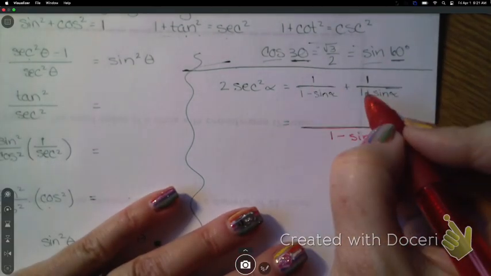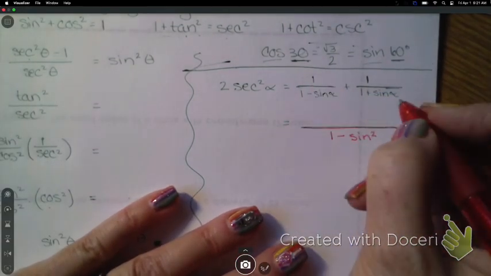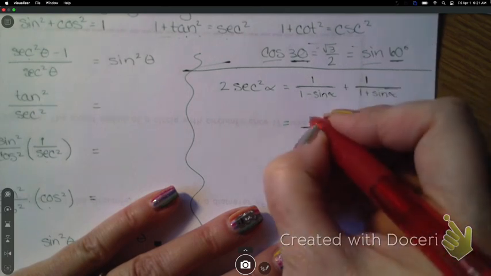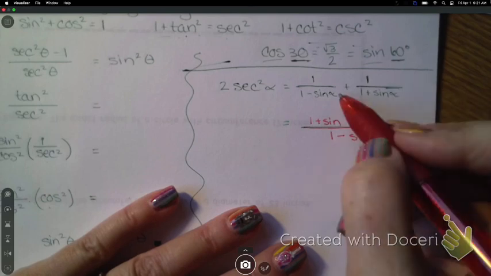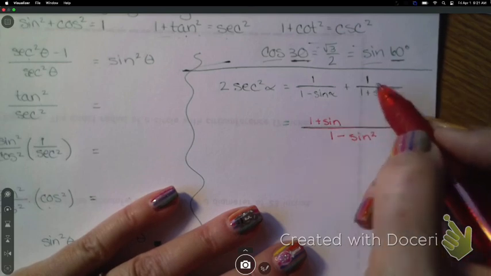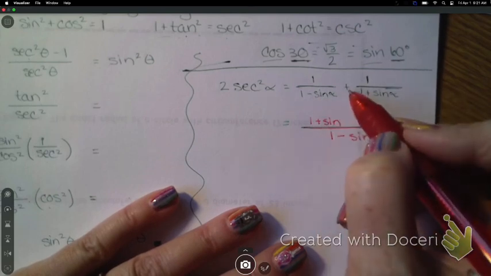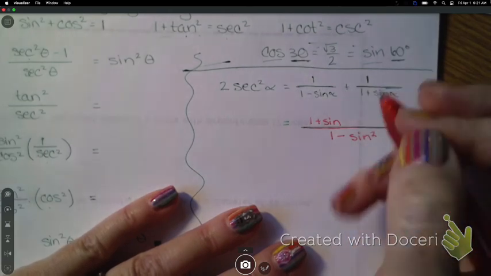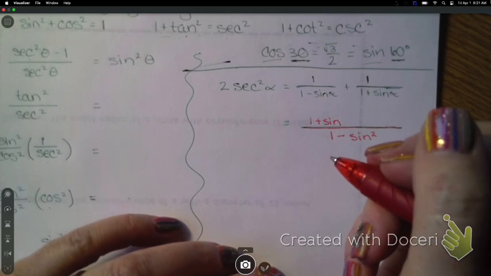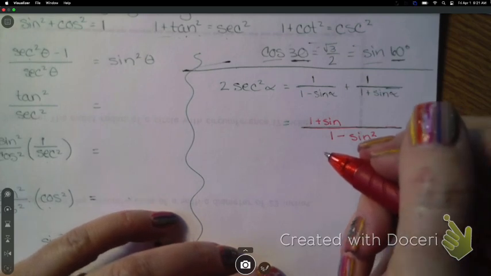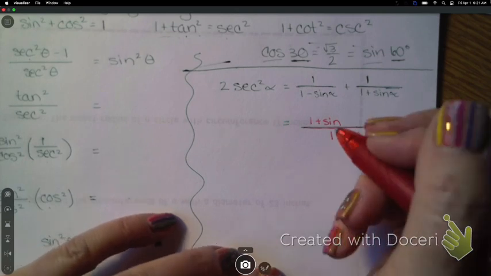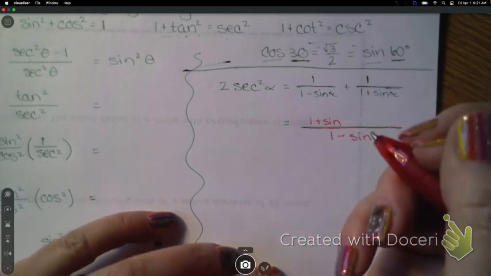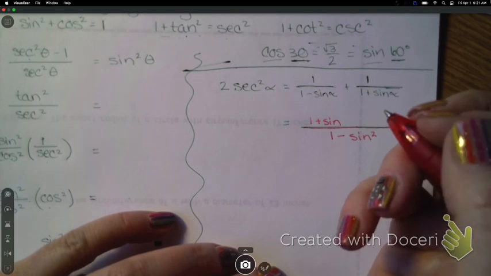1 times 1 plus sine gives me what? 1 plus sine. Now I'm going to need to multiply the right fraction by 1 minus sine. And be careful, it does say plus, but if it was negative, you'd have to distribute the negative through, right? You have to remember, if you don't do the right math, like if you don't get common denominators, you don't distribute negatives, you're not going to come out with the right answer. You're going to be running in circles going, Mrs. Mick, this never works. Because you have to do the right math.